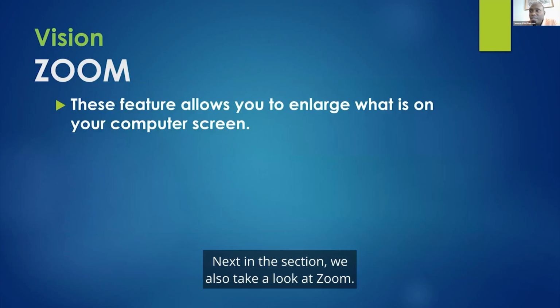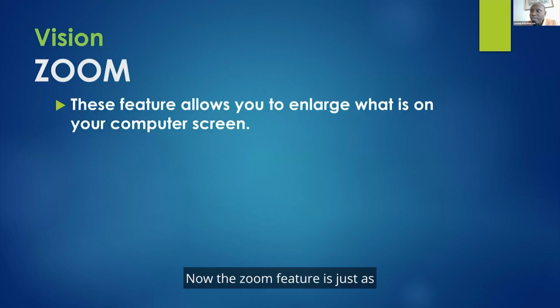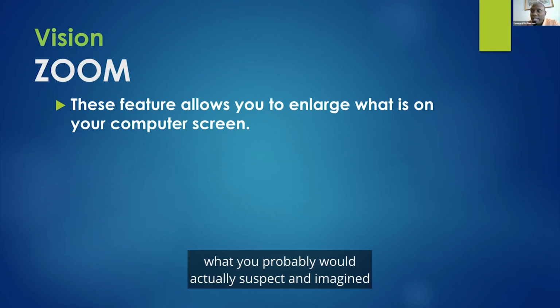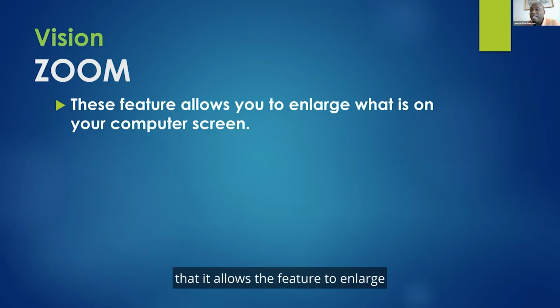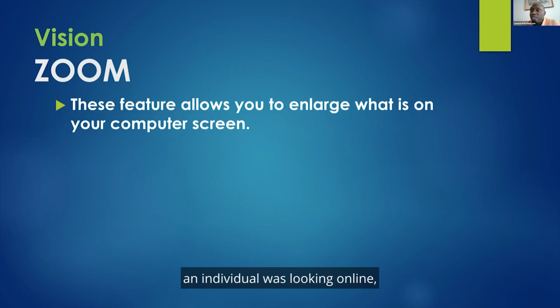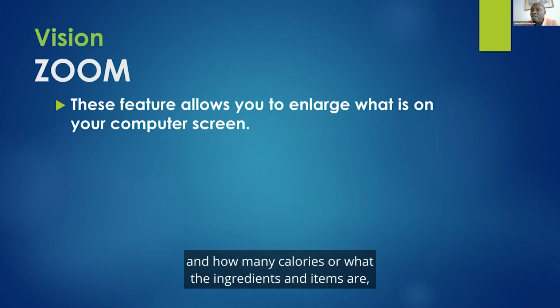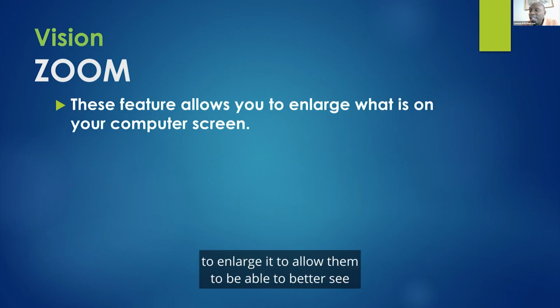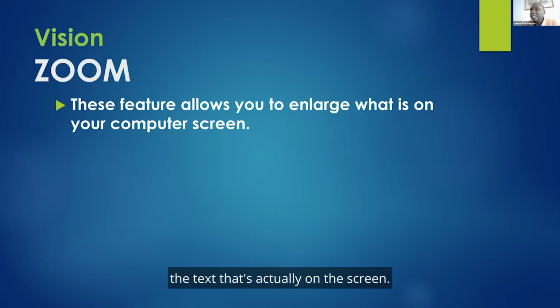Next in the section, we also take a look at Zoom. Now, the Zoom feature is just as you would probably suspect and imagine: it allows you to enlarge what's on the screen. So if, leisurely, an individual is looking online and wants to see what's in their favorite Starbucks drink and how many calories or what the ingredients are, they can enlarge it to better see the text on the screen. That allows them to see where text may be small.